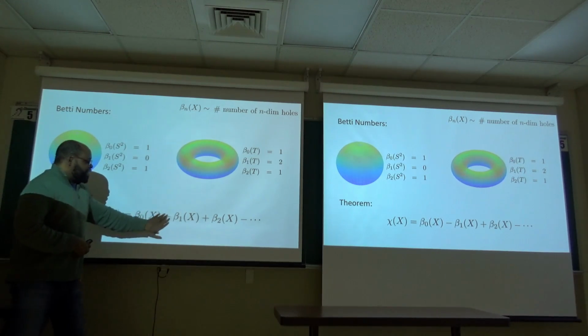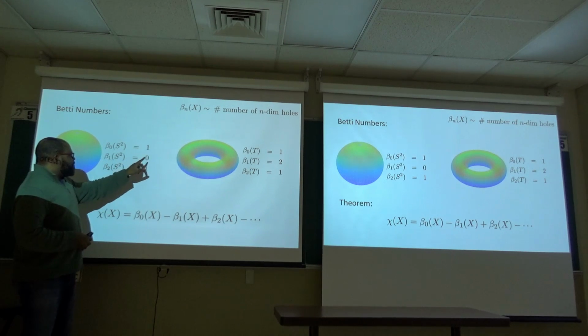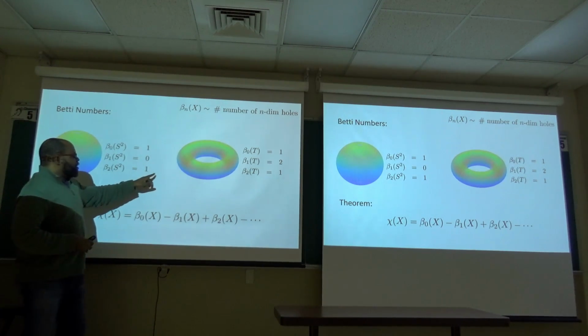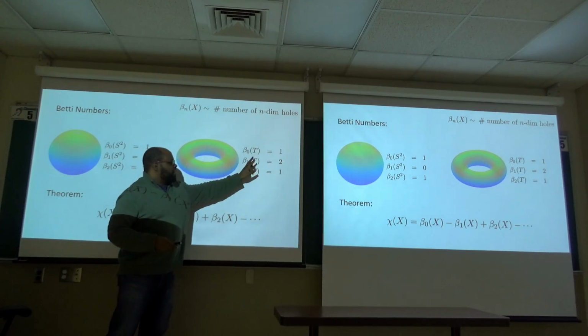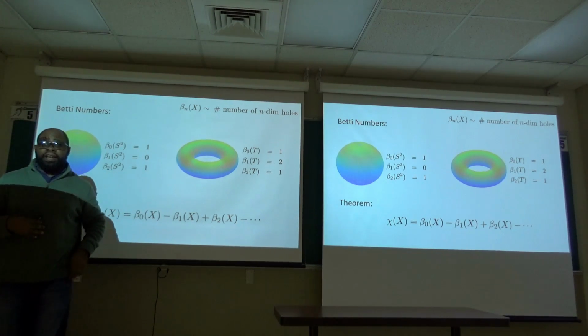And these are actually better invariants, right? Because they look very different for the torus and the sphere. And they can actually distinguish all the other spaces we had at the beginning.